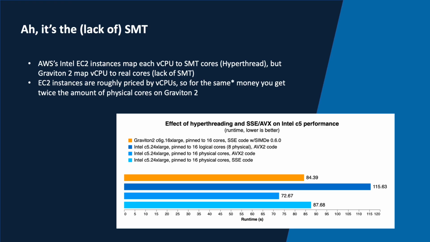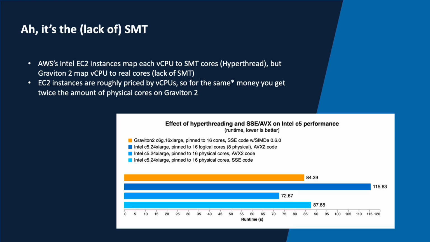So AWS is kind of forced to sell vCPUs as physical cores. And typically the price bracket is determined by these vCPU counts. So a 16 vCPU instance is almost the same price no matter what architecture it actually is. So the result is that with the same amount of money, for Intel, we're getting hyperthreads. We're just getting 8 physical cores for 16 vCPUs. But on Graviton2, we're getting 16 actual cores.